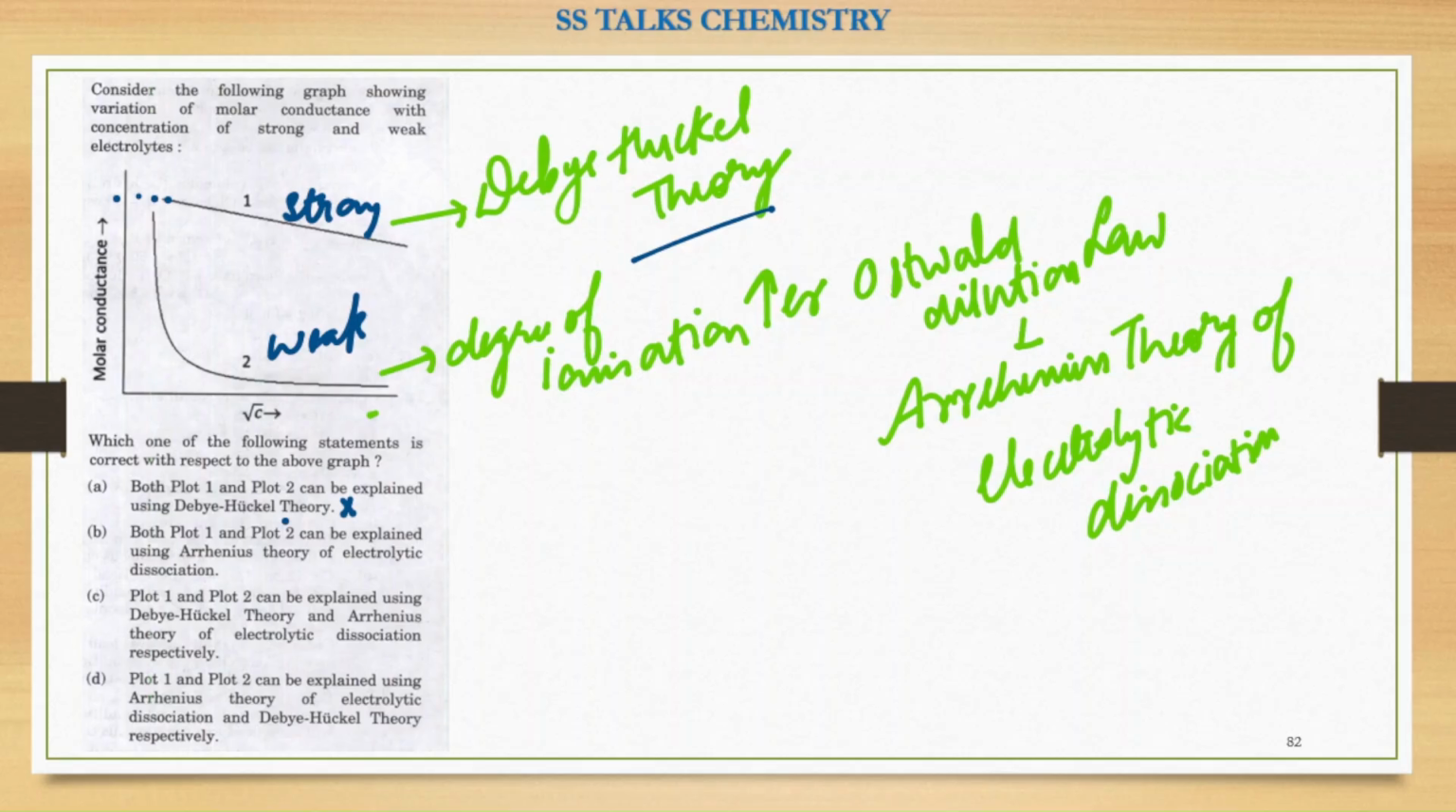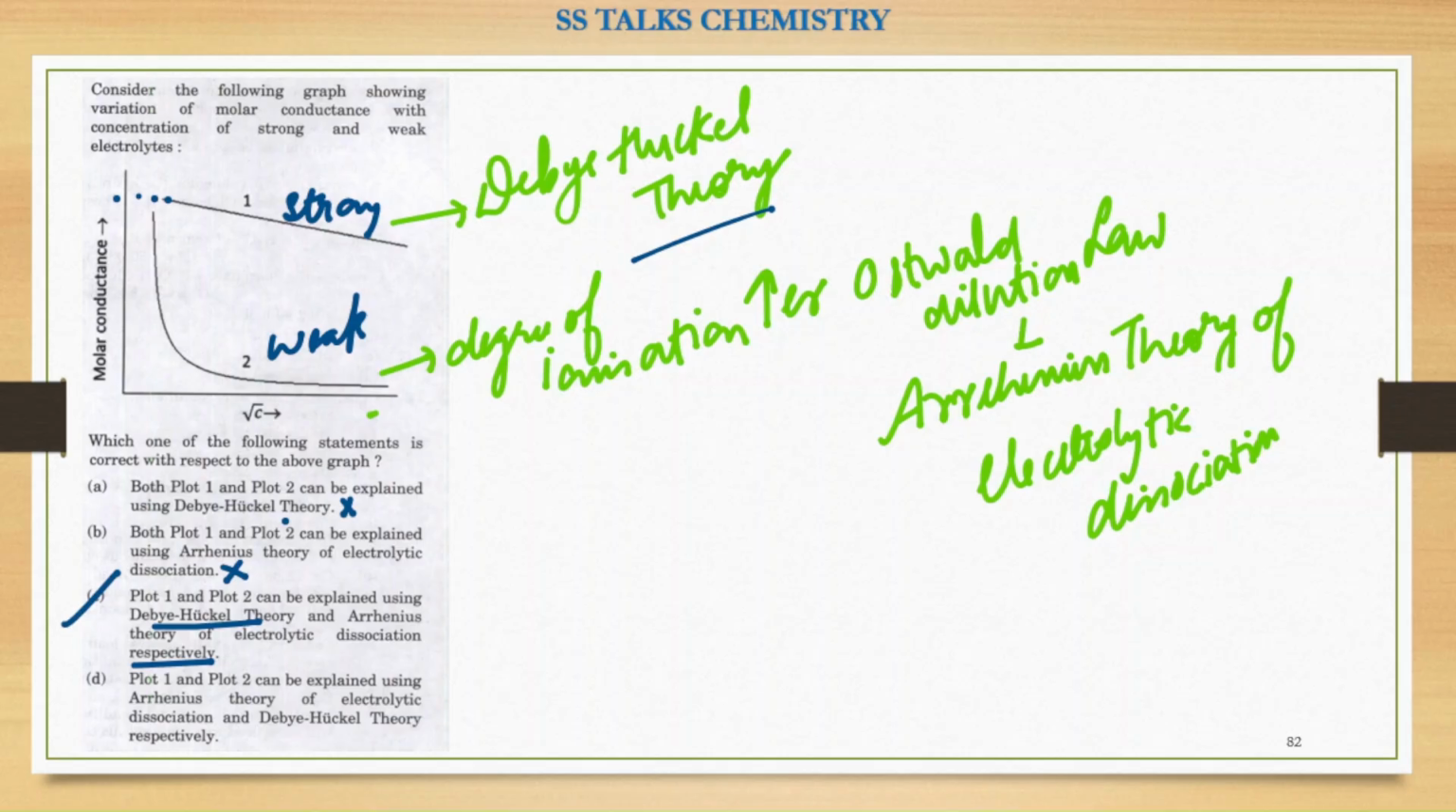So the first statement is incorrect. Statement B says plot 1 and 2 can be explained by the Arrhenius theory of electrolytic dissociation. Again, incorrect, because the first is explained by the Debye-Huckel. Statement C says plot 1 and 2 can be explained by using the Debye-Huckel theory and the Arrhenius theory of electrolytic solutions respectively. This statement is correct because plot 1 is explained by this theory and plot 2 by the Arrhenius theory. So C is the correct answer in this case.